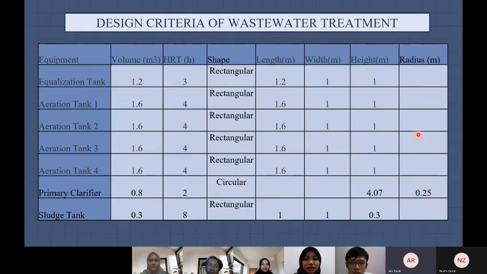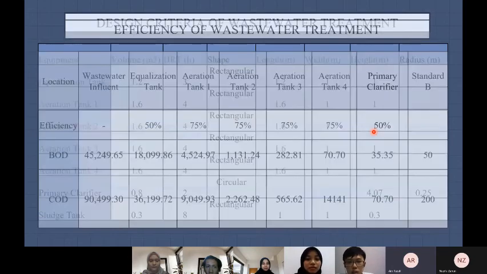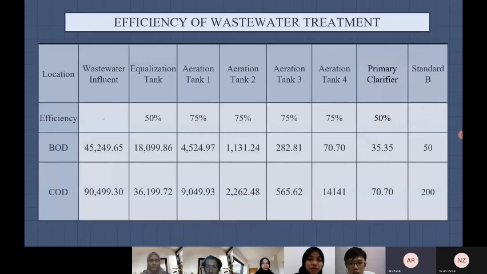Next, this is the design criteria of wastewater treatment. This is for the size of the tank and the retention time. This is the efficiency of wastewater treatment. So we succeeded in reducing the COD and BOD levels under the requirement based on Standard B.